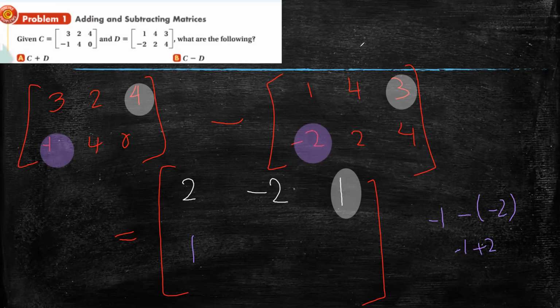And 4 minus 2, which is 2. And 0 minus 4, which is negative 4. This is how we subtract the matrices. Is it clear? Yes, teacher. Okay.